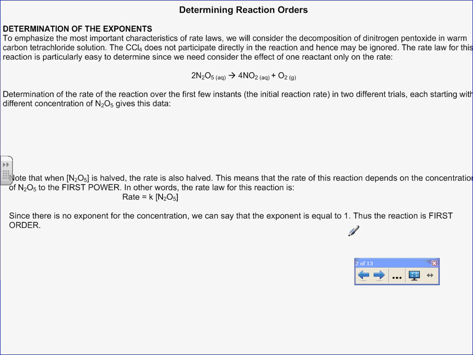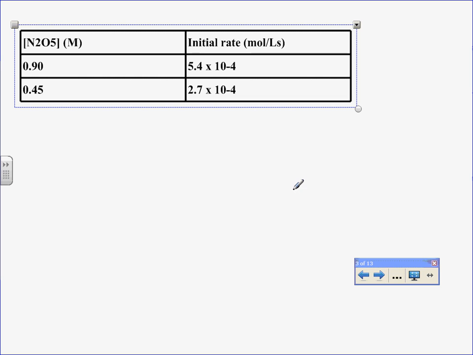In order to determine the exponents in the rate law, what we need to do is change the concentration of a particular reactant, and monitor what happens to the rate. So for this particular reaction, if we want to study it, we've got one reactant. So an experiment that would be done to determine the rate law would be one where we change the concentration of the N2O5 and look at what happens to the rate. So this is the table in your notes, and you can see what happened to the rate. In this case, we halved the concentration, and the rate was also halved.